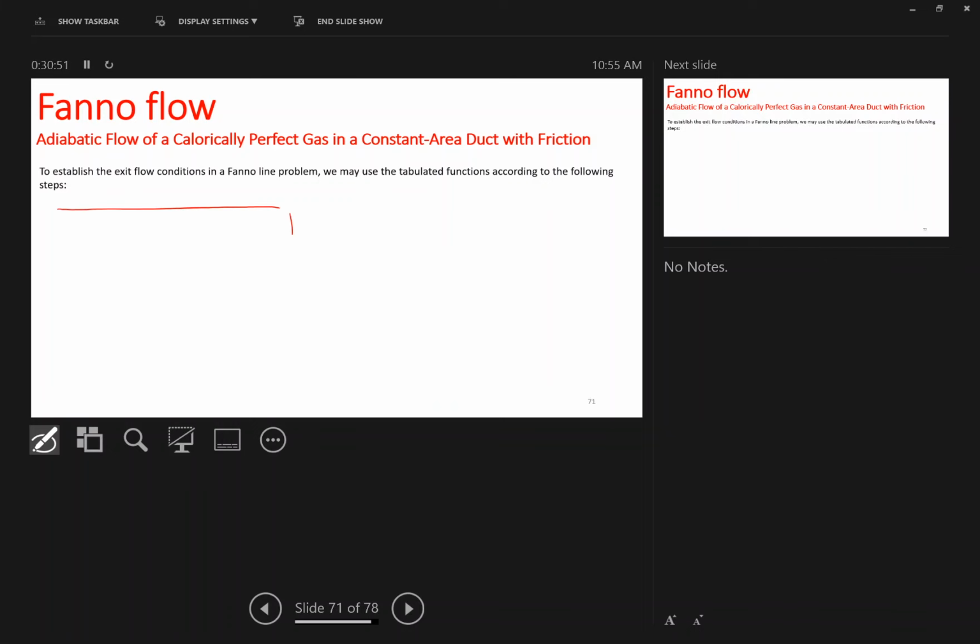Let's say we have a duct. We don't have any heat transfer. Area is constant. We only have wall friction, right? We have an inlet condition. We know the inlet condition. We want to find what are the exit flow properties, right? So based on what we said, since we have friction, we may experience choking. So the first thing you want to do is to check whether you will experience choking or not, right? That's the first thing you want to do.